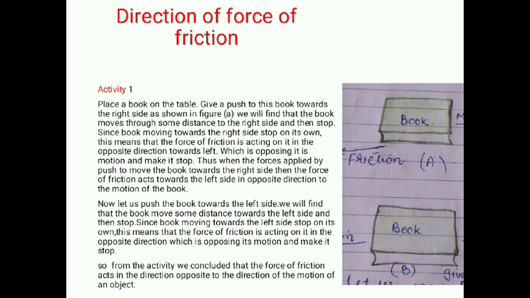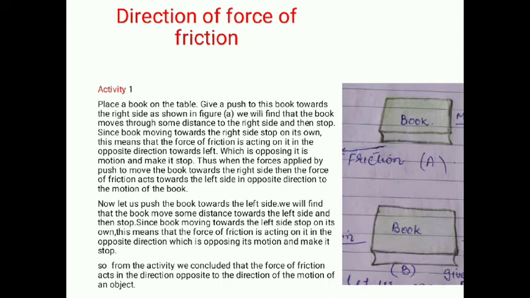Now we will learn about the direction of the friction. For this, we will perform some activities. Activity first: place a book on the table. Give a push to this book towards the right side as shown in figure A. We will find that the book moves through some distance to the right side and then stops.